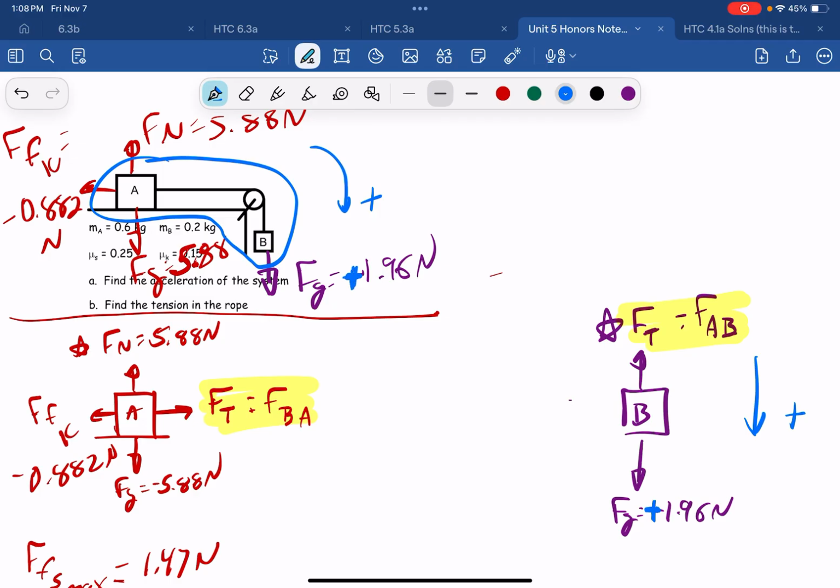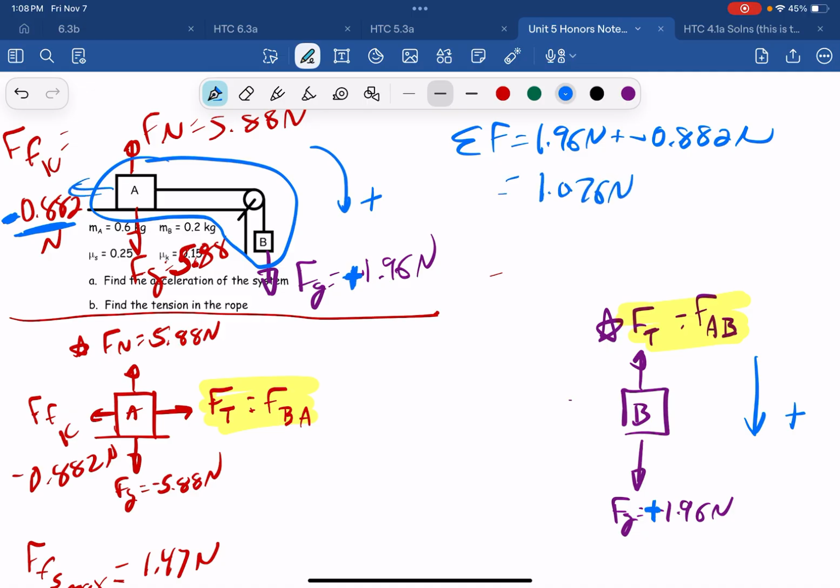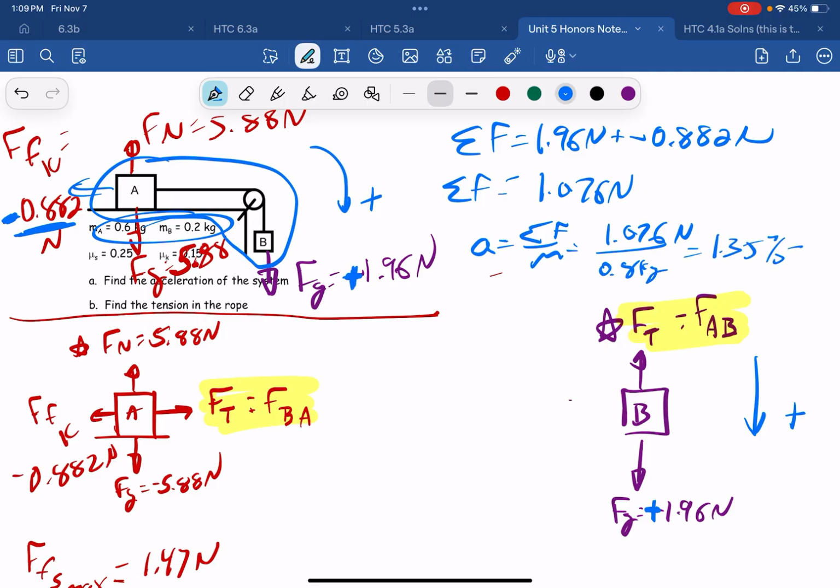All right, so now I can find my net force by doing 1.96 newtons plus negative 0.882 newtons from friction, right? This is negative because it's working against my acceleration. So this gives us a net force of 1.076 newtons. And now I can find my acceleration, because acceleration is net force over mass. My net force is 1.076. My mass is the full 0.8 kilograms. So this gives about 1.35 meters per second squared. So there's my acceleration for the system.